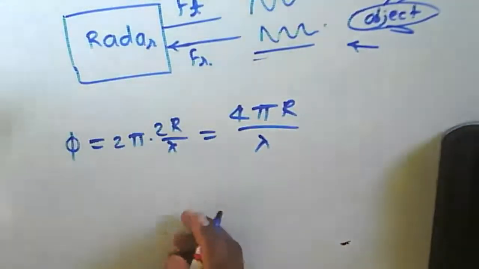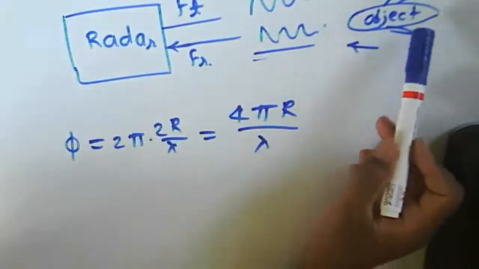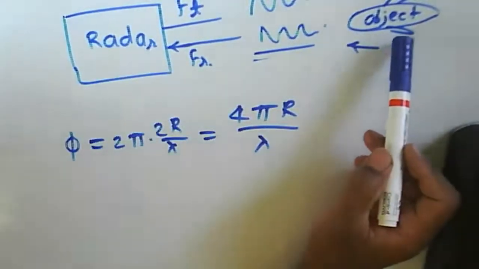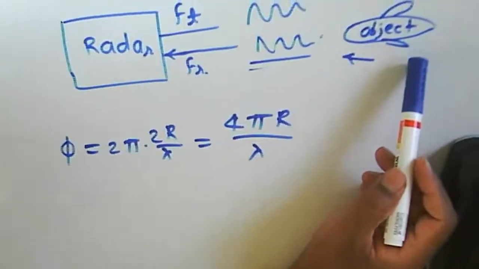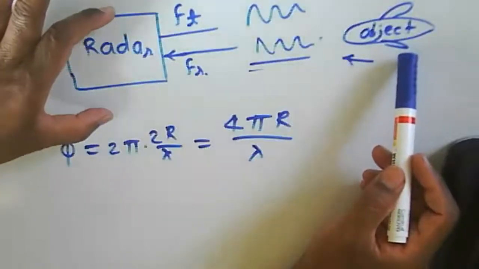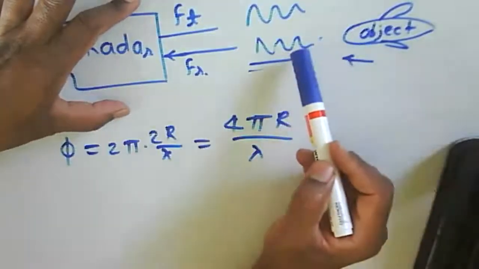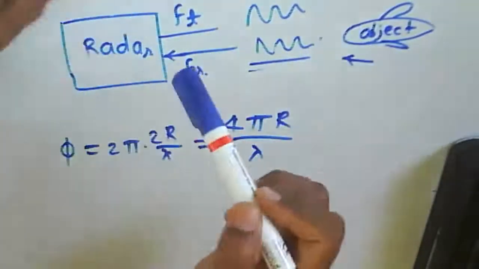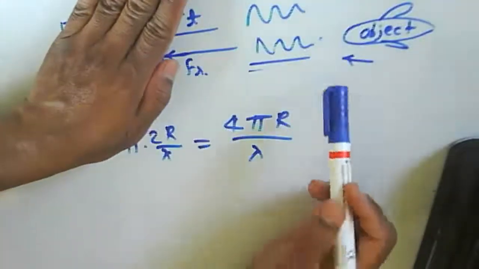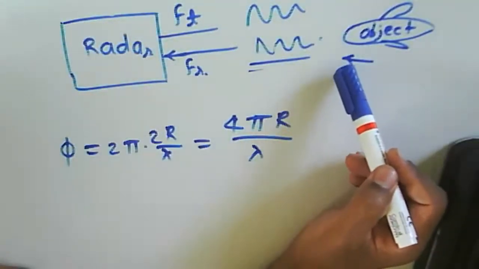Now, we say that a target, or we can say the object, is in motion. And either this one is in motion or that one is in motion. So we are supposed to find out which one is in motion. Forget about this one. Suppose this object is in motion, then what happens there?